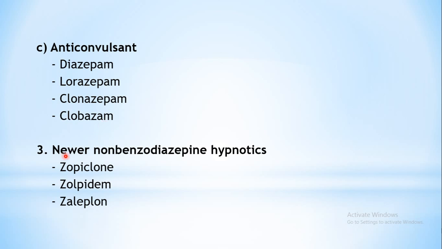Then the third main class includes newer non-benzodiazepine hypnotics. As the name implies, this is a recently developed class of drug and it is not related to the benzodiazepine class. The mechanism of action is similar to that of benzodiazepines, but they are not chemically related to them. There are three examples: zopiclone, zolpidem and zaleplon. This finishes the classification.